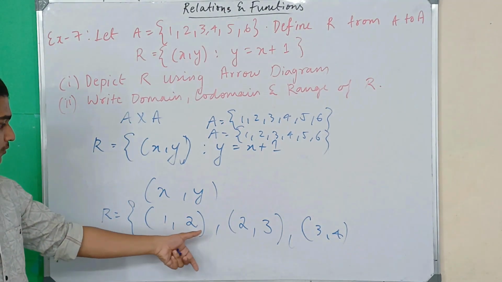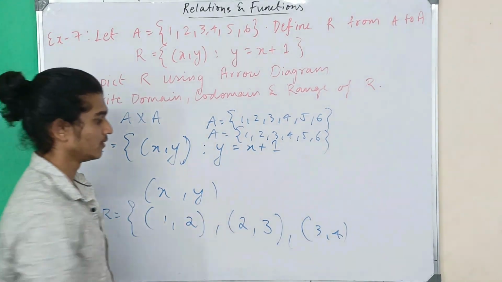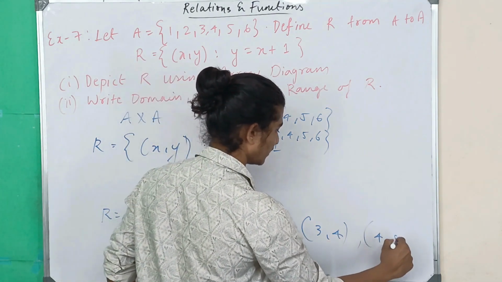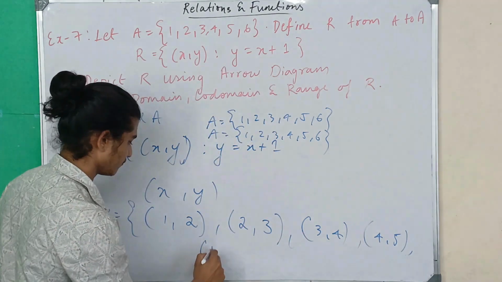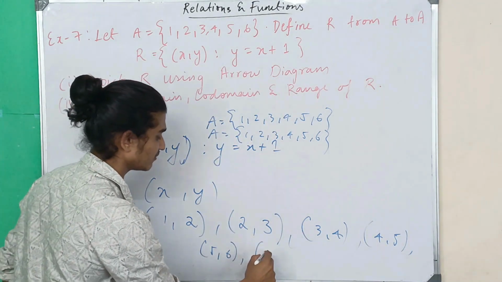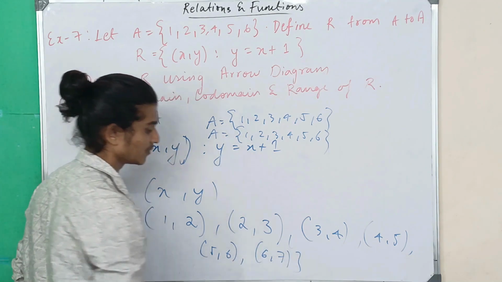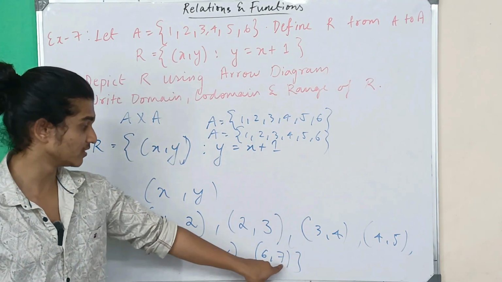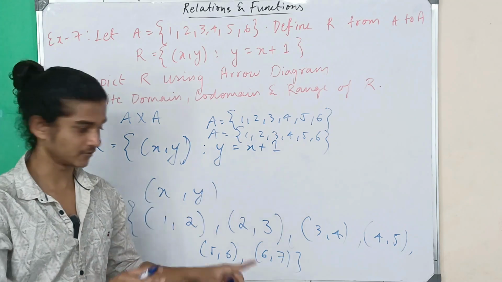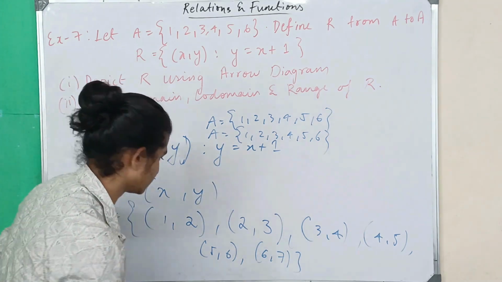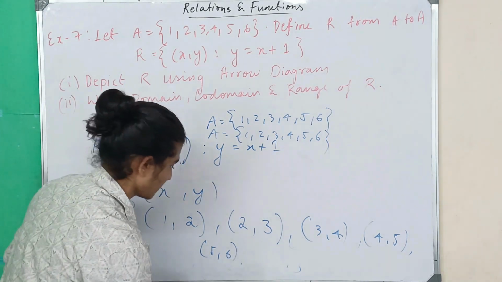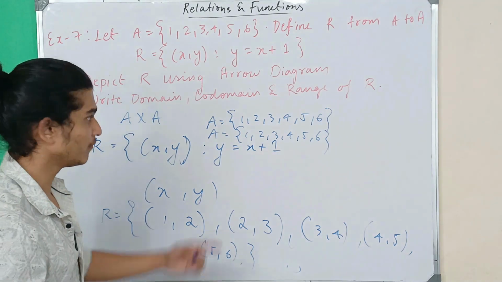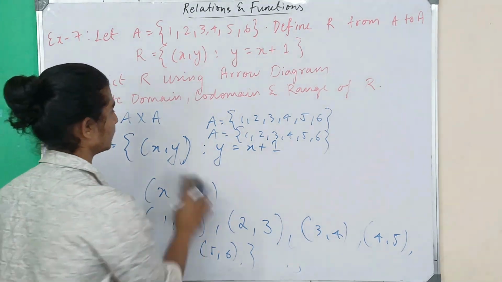So R equal to {(1, 2), (2, 3), (3, 4), (4, 5), (5, 6)}. Can I write (6, 7)? No, I can't write (6, 7) because 7 is not there in this set. So this is cancelled out. So this was our relation. Now we are supposed to represent this in the arrow diagram.